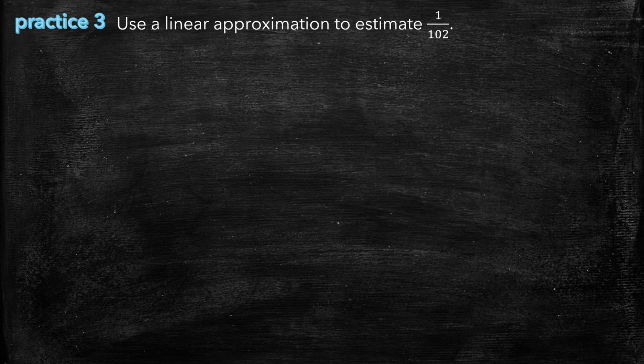So I hope you realize that the overarching function is 1 over x. And that the special value, the nice value, so we don't know 1 over 102, but we do know 1 over 100. We can turn that into a decimal. So you identify the function, you identify the nice value that you can evaluate the function at, and then you go from there.